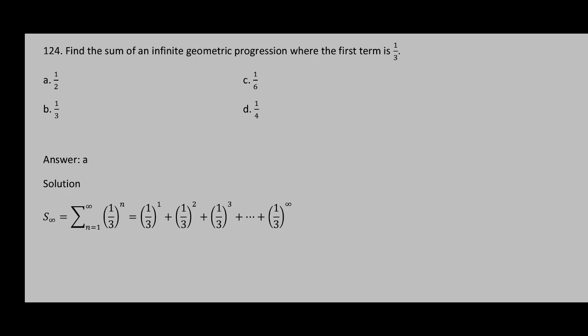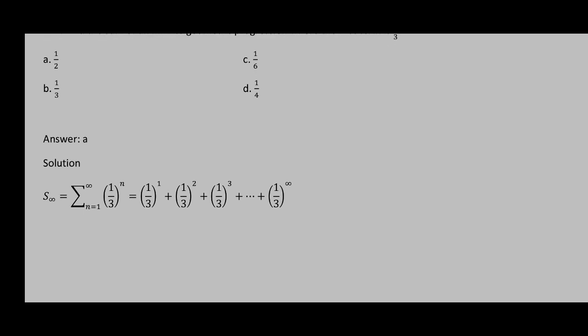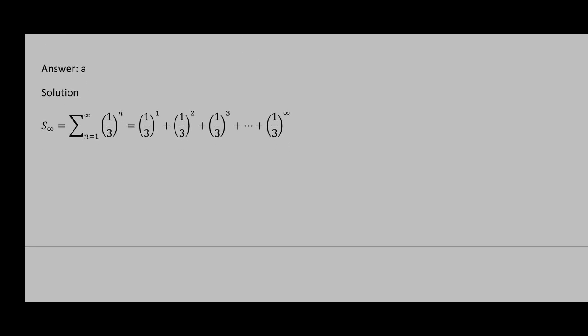Find the sum of an infinite geometric progression where the first term is 1 over 3. Sagot daw dyan ay letter A, 1/2. Solution, S infinity, summation ng infinity, is equals to summation, n is equals to 1 to infinity, 1/3 raised to n is equals to 1/3 raised to 1 plus 1/3 raised to 2 plus 1/3 raised to 3, so on so forth hanggang makarating ng 1/3 raised to infinity.